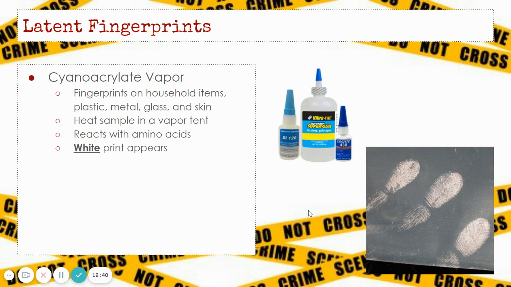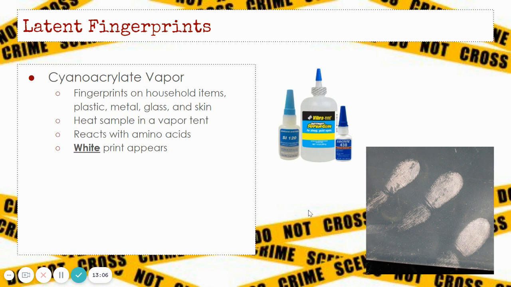We also have cyanoacrylate vapor. Cyanoacrylate is the main chemical in superglue. This type of fuming is used for fingerprints that are on items that may be plastic, metal, glass, even skin. Cyanoacrylate works well for surfaces that are not smooth, so where it may be difficult to lift a print otherwise, cyanoacrylate can help us visualize those prints.